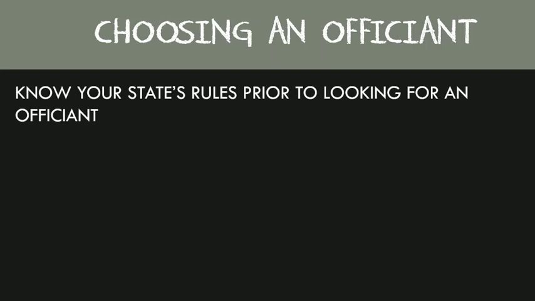When you're in the process of choosing an officiant to perform your wedding ceremony, there are a few things you'll want to keep in mind to make the process easier. And the first is to know your state's rules prior to looking for an officiant. Make sure that your state and county recognize your officiant as someone who is authorized to perform the ceremony.